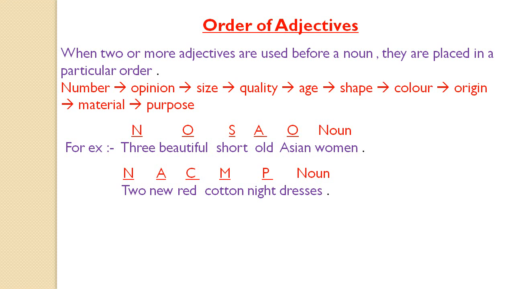Second example, 2 new red cotton night dresses. So if you see, the noun is dresses, and I am telling the qualities of dresses. Which kind of qualities? 2 new red cotton night dresses. So 2 is number, new is age, red is color, cotton is material, night is purpose. So in this order you will place the adjectives.